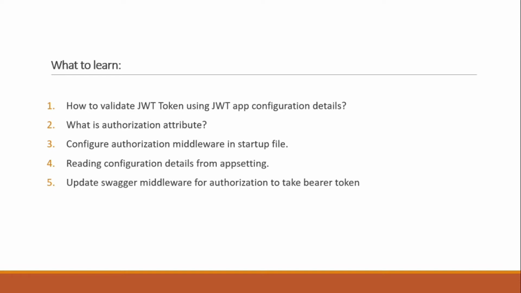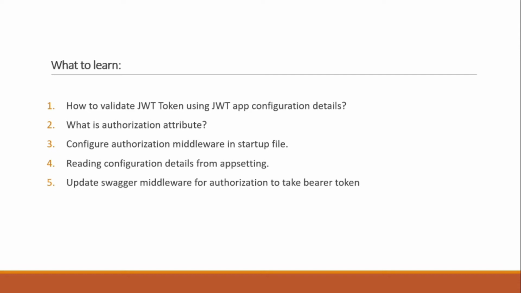For creating the token, we are reading configuration details from appsetting.json. But when we are using the authorization attribute and we are going to authorize the API, in that case we are using these keys and configuration in our middleware inside the app startup.cs. So whenever we are validating, we are reading the configuration details from the startup.cs, and when we are creating the token, we are reading the configuration details from appsetting.json.